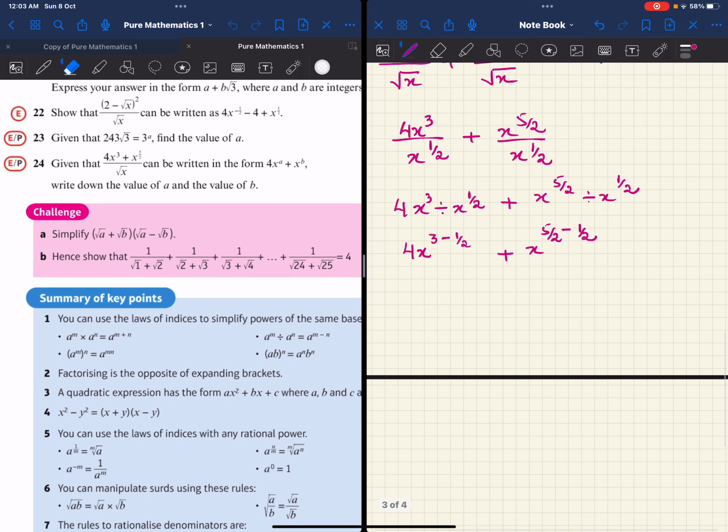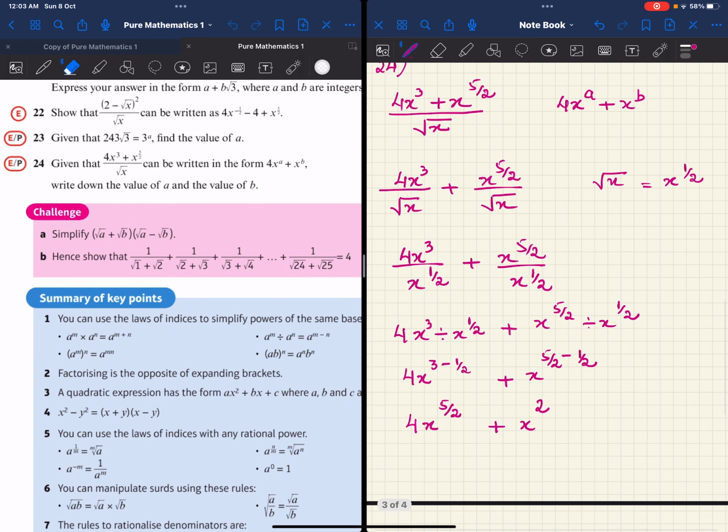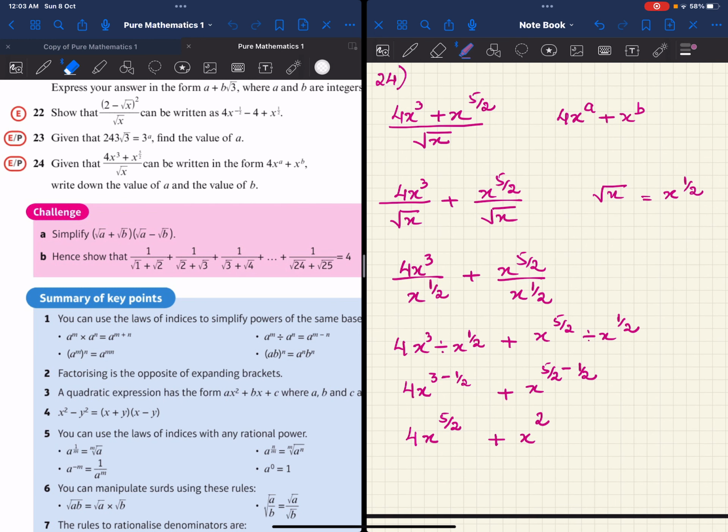And next, 3 minus half gives us 2.5. 2.5 can be written as 5 by 2 because usually the answer is given in terms of a fractional power. 5 by 2 is 2.5. 2.5 minus half is 2. So x to the power of 2. So the value of a is 5 by 2 and the value of b is 2. So we can write here, therefore a is equal to 5 by 2 and b is equal to 2.